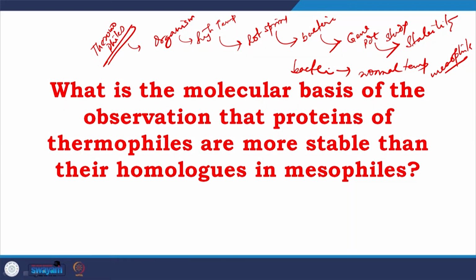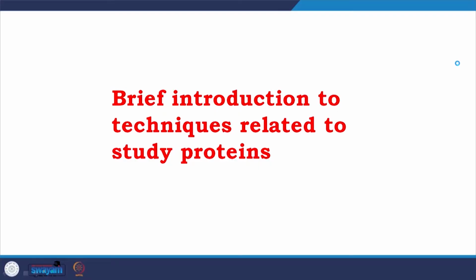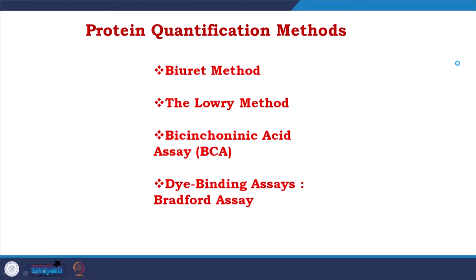In the second part of today's lecture, I will give you a very brief introduction to the techniques related to studying proteins. I will start with very simple protein quantification methods. There are different methods, but I will talk about the biuret method, Lowry method, bicinchoninic acid or BCA assay, and dye binding assay. I will take the example of the Bradford assay.